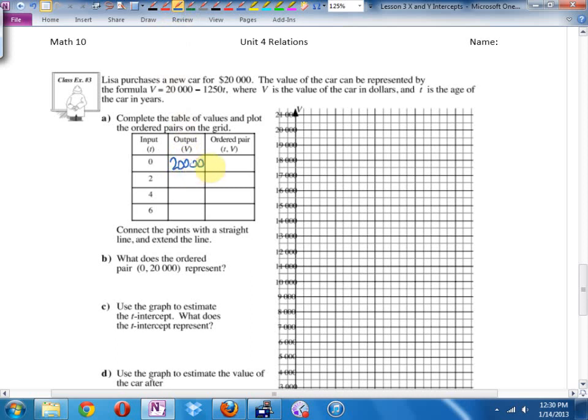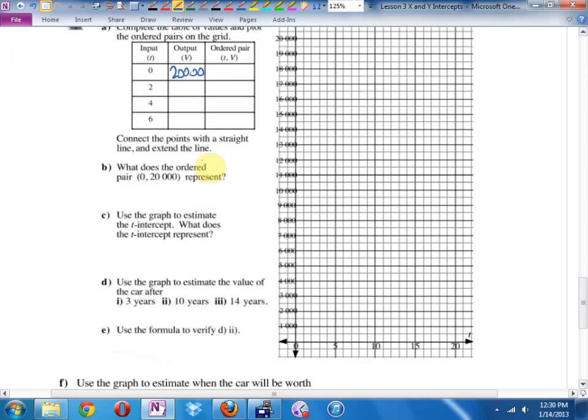That's a point on this graph. This graph goes through 0, 20,000. Right up there, that's a point on this graph. Let's change colors so it stands out a bit more. That's a point on this graph right there.